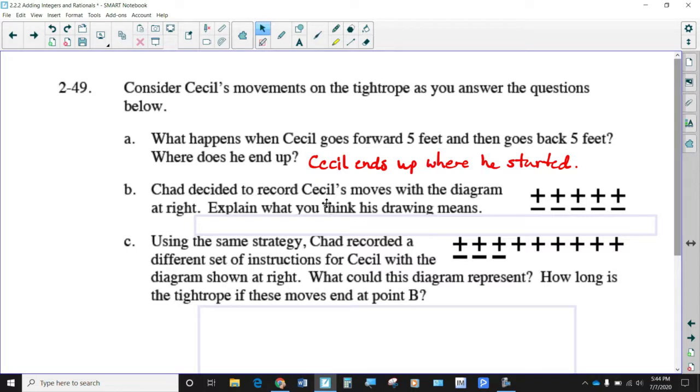Chad decided to record Cecil's movement with this different kind of diagram at the right. Now, do you know what those plus signs represent? Those are positive steps. 1, 2, 3, 4, 5 feet. What the minus signs represent? Those are negative steps or subtraction steps, where you're going backwards 1, 2, 3, 4, 5. Notice that each one of these, when combined, makes 0. So we call those 0 pairs.